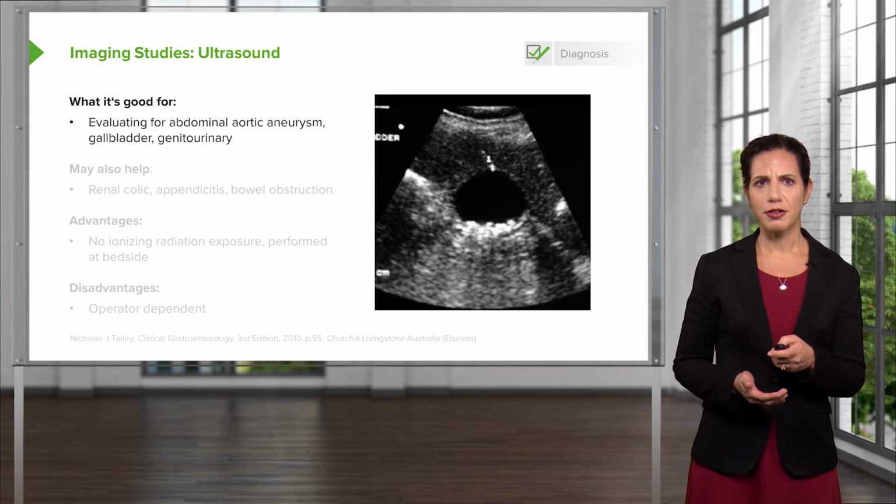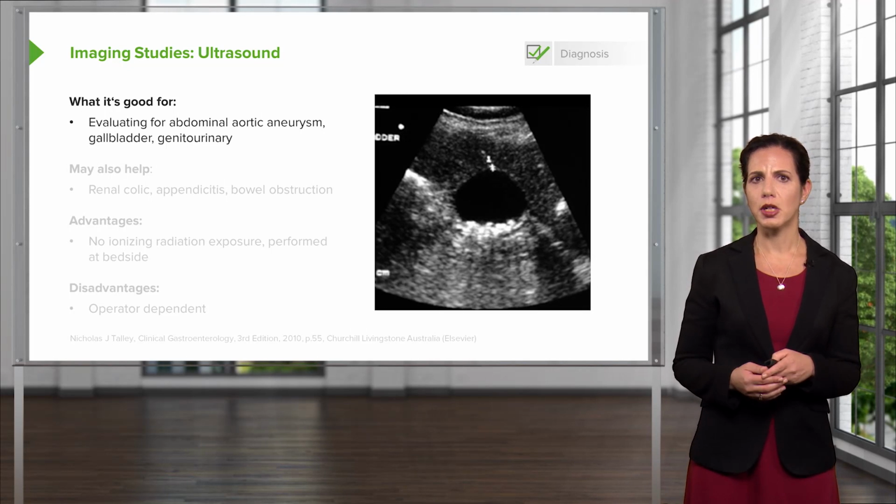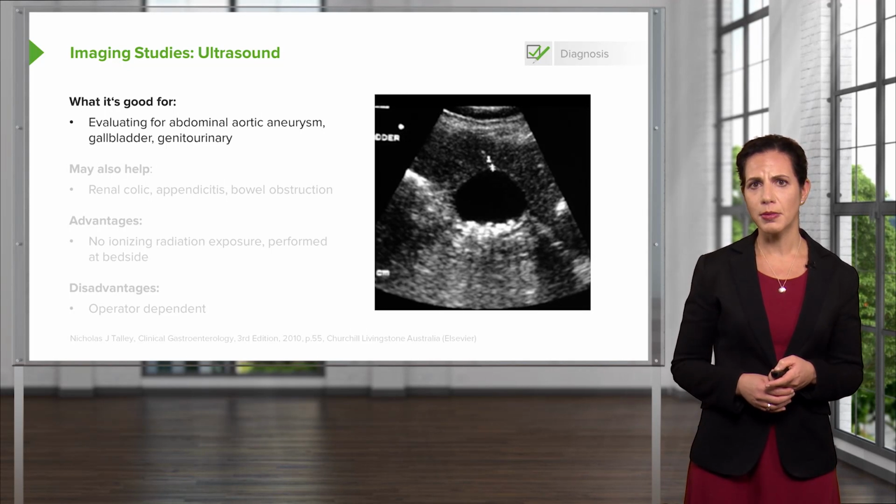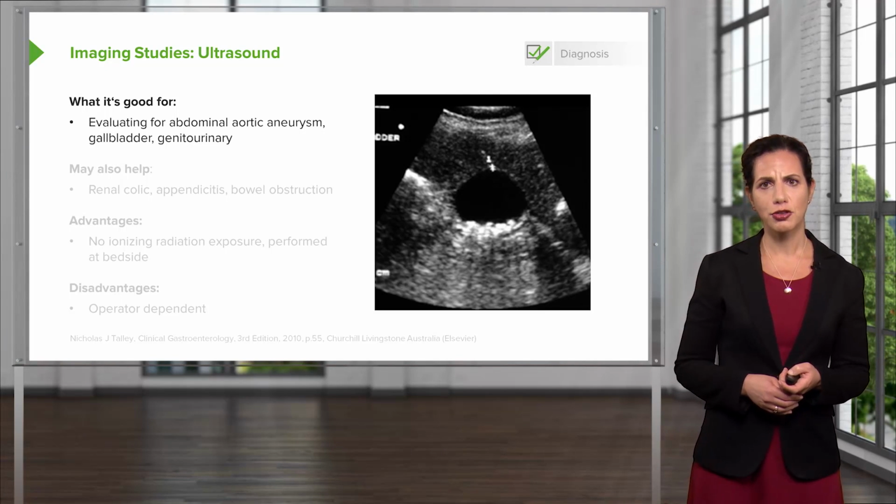So what is ultrasound good for? Ultrasound is good for looking for an abdominal aortic aneurysm, which is what's pictured over here in this picture on the side of the screen.